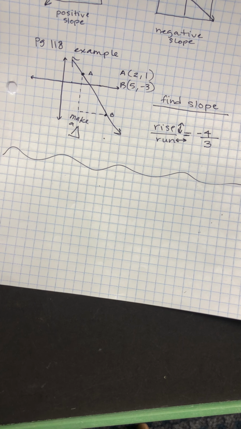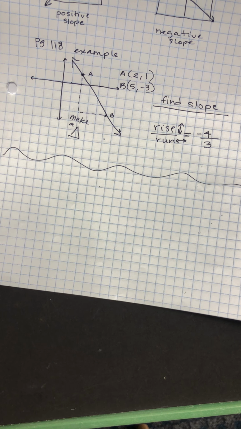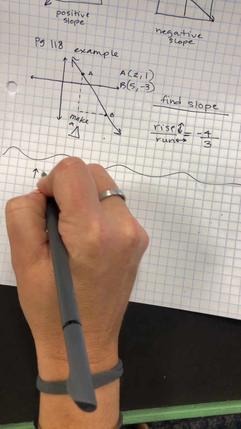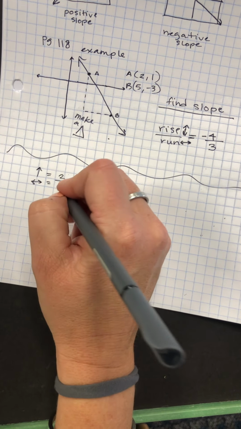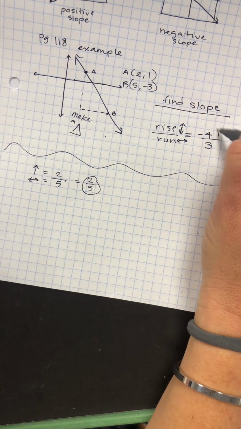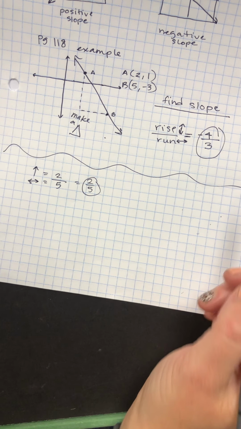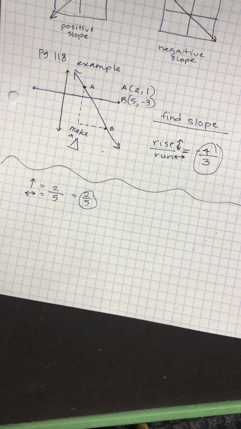Logan? Would it be 4? Grace? 2 up and 5 over. Good. So we're going up 2, and we're going side to side 5. So our slope is 2/5. Slope can be improper. So the 4/3 that we got earlier is an acceptable answer. We do not have to change that to 1 1/3.